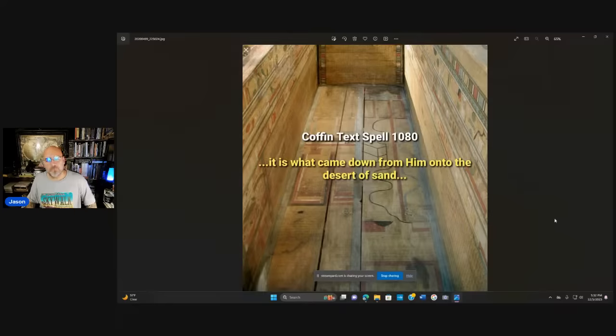In ancient Egyptian coffin text, spell 1080, we literally read, it is what came down from him onto the desert of sand. This is coffin text spell 1080. It's a calendar coffin text. It is referring to the year 1080, when it came down from him onto the desert of sand. Remember, Abram, four-faced Brahma, went to Egypt to look for a city whose builder and maker was God.